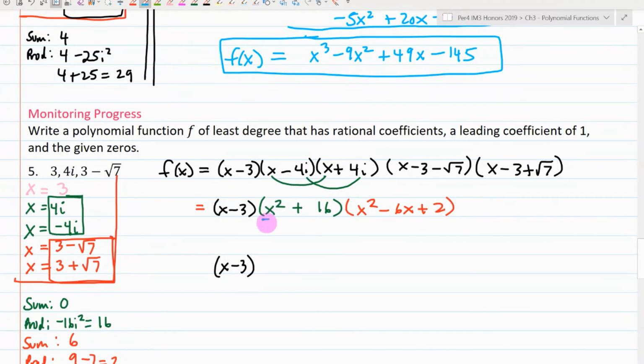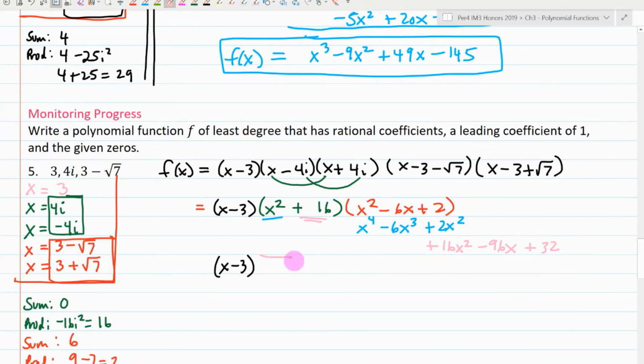And then in this case, I'm going to multiply x squared times all of these. So that gives me x to the 4th, x squared times minus 6x is minus 6x to the 3rd, plus 2x squared. And then I'm going to multiply 16 times all of these. When I do that, I need to make sure I line these up correctly. So 16 times x squared is positive 16x squared. 16 times negative 6 is minus 96x. And then 16 times 2 is plus 32.